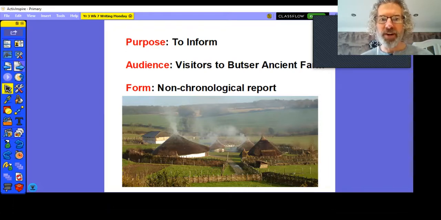And so the form of our writing is going to be a non-chronological report. Very simply, that just means that you write down the facts as we know them. You're not doing it in time order, so you're not telling the story, you're simply presenting the facts. Now, we've written non-chronological reports before. You did one for the Bearded Dragon just for half term. You've done them for meerkats, but now it's time to write a non-chronological report, not about an animal this time, but about a period of history.